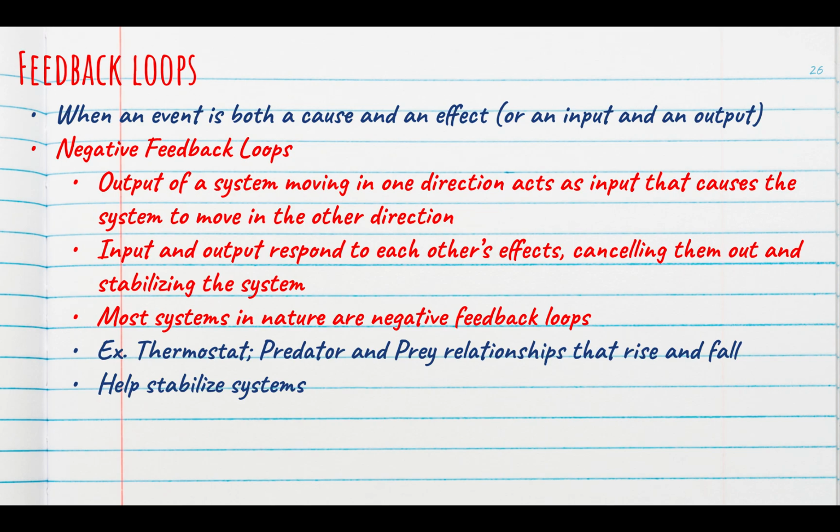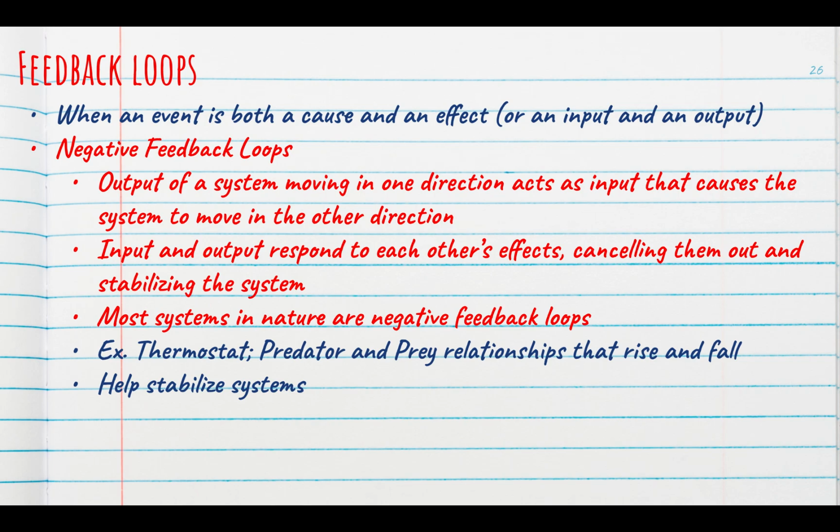So a negative feedback loop, the output of a system moves in one direction, acts as an input that causes the system to move in the other direction. So what happens is the input and output respond to each other's effects, eventually canceling each other out and then essentially stabilizing the system. Most systems in nature are negative feedback loops.